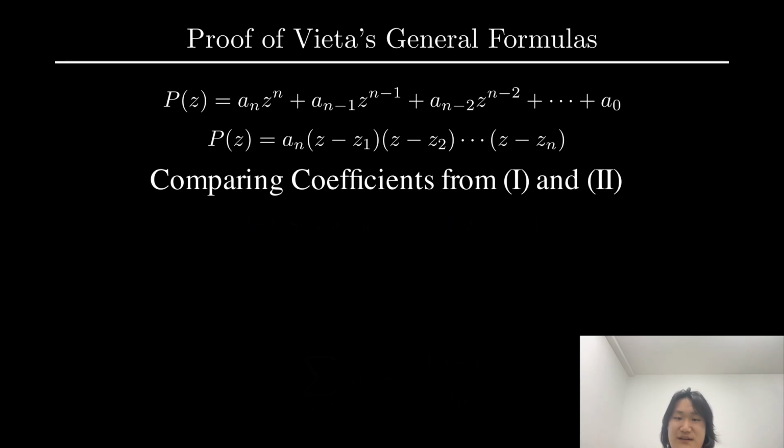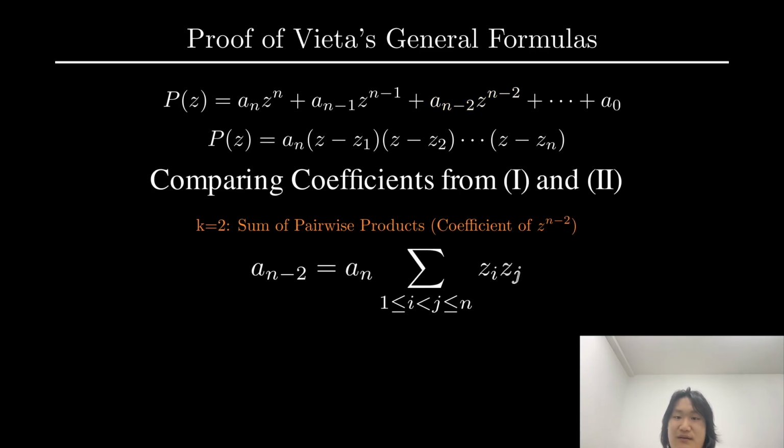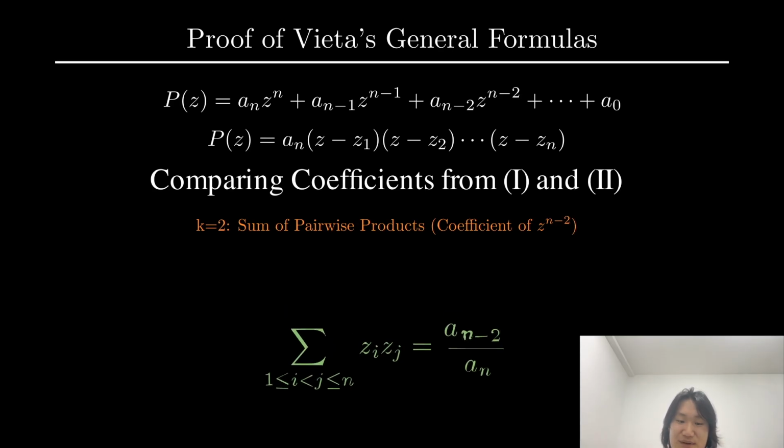Now we look at z to the power n minus 2. To get z to the power of n minus 2, we multiply an with n minus 2 z's and 2 of the constants, minus z1 to minus zn. So we get an minus 2 equals an times the sum of all the products of 2 of the roots multiplied together. So we get the sum of zi times zj, where i and j are from 1 to n, equals an minus 2 over an.